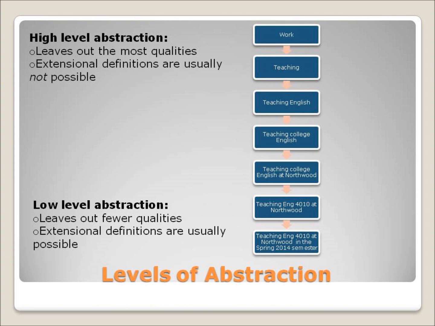We leave out fewer qualities and extensional definitions become possible. A lower level abstraction for describing my job would be teaching English 410 at Northwood. This description is more specific and leaves out fewer qualities of my job than teaching college English. I cannot point to teaching English 410 at Northwood, but we're getting close to an extensional meaning. I could point to Northwood on a map, and I could point to English 410 on a class schedule or listing of courses.